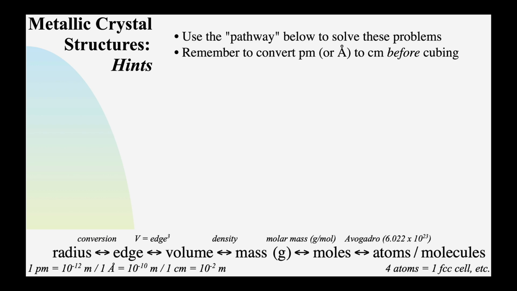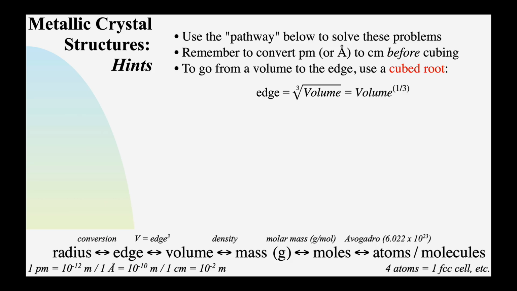I certainly do recommend that you convert picometers or angstroms to centimeters before cubing. It's just going to make your life a lot easier. And again, that's because the density is probably going to be grams per centimeter cubed, and you don't want to have a picometer cubed to centimeter cubed conversion. Yes, you can do it, but it's just a big pain. So try to do that before. It'll make your life a little easier.